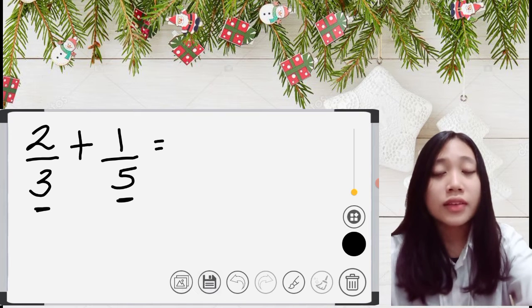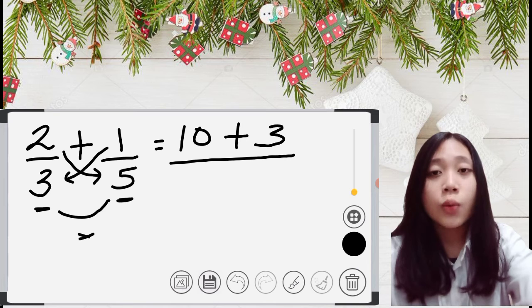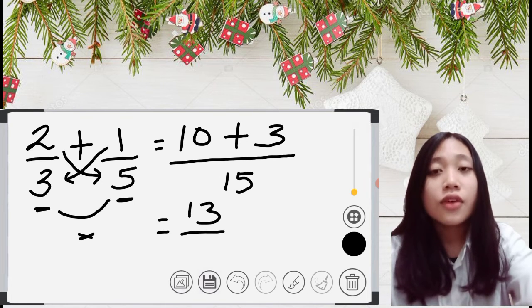Okay, let's pay attention. 2 times 5 equals 10. Because this is a form of addition, we write here plus. Then 1 times 3 equals 3. And for the denominator, 3 times 5 equals 15. After that, 10 plus 3 equals 13. And the denominator equals 15. So, the answer is 13 over 15.